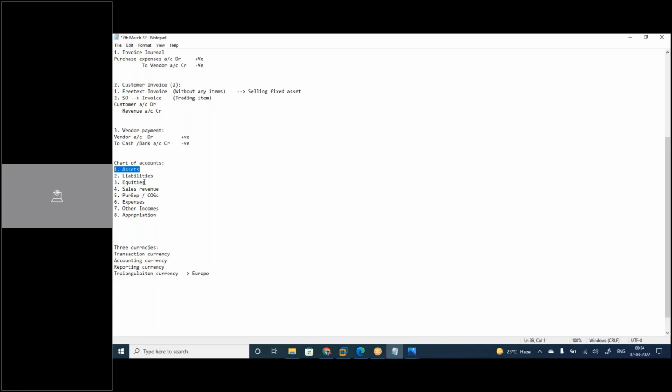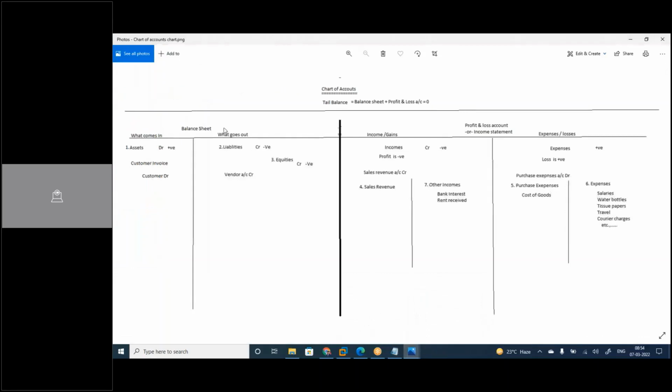So assets, liabilities and equities are part of the balance sheet. In the balance sheet, equities are a subset of liabilities. Asset balances will always be positive, while liabilities and equities will always be negative. Then revenue, purchase expenses or cost of goods, expenses, other incomes, and eight appropriation means it is a calculation of the net effect, net profit or net loss, whatever it is, which will be calculated in the 8 series.